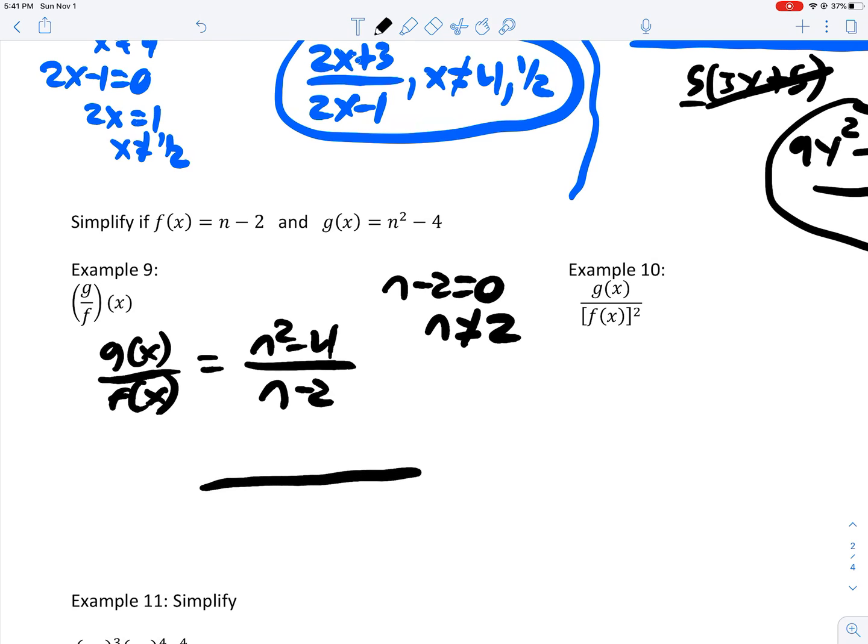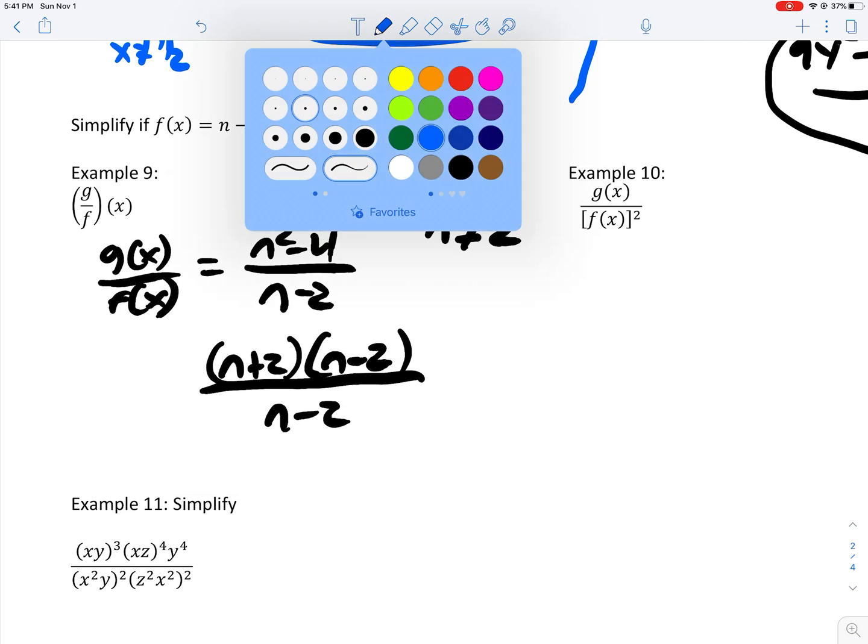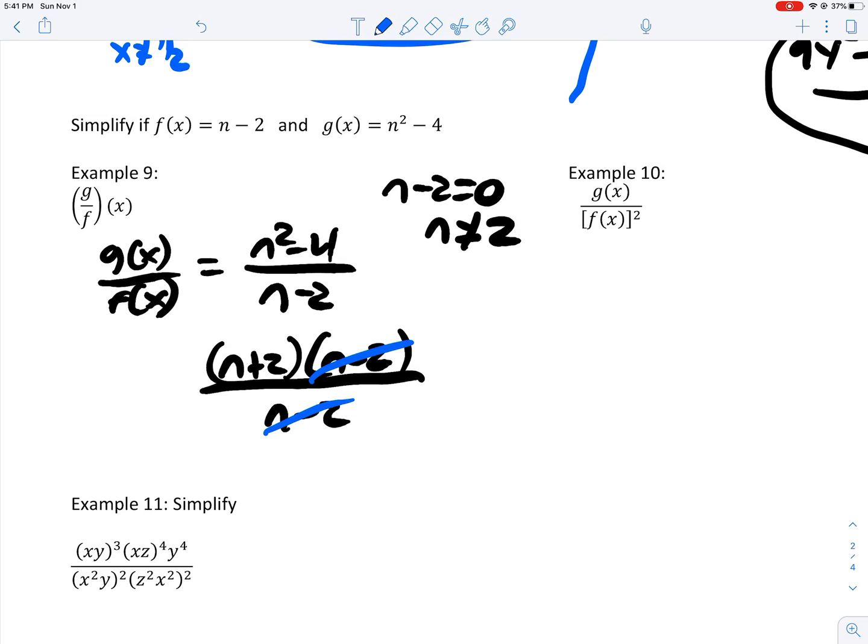Now I'm going to factor it to see if there are any common factors, because right now it doesn't look like anything. But the numerator is a difference of squares, n plus 2, n minus 2. Oh, now I see that there are common factors. The n minus 2's reduce. So this becomes n plus 2, n cannot equal 2. To begin with, it didn't look like it had any common factors, but by factoring it, I make it look different, and I can see that it does have common factors.